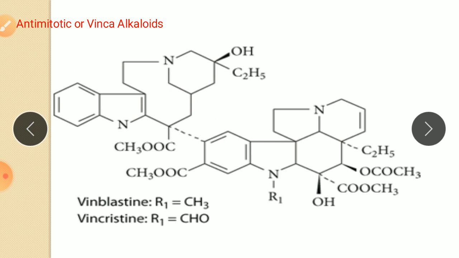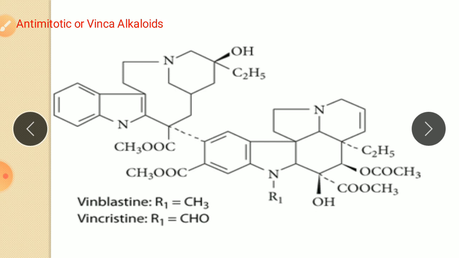Vincristine and vinblastine differ only in the group attached to the dihydroindole nitrogen, which is methyl in vinblastine and formyl group in vincristine. So if you see the difference between vinblastine and vincristine, the only difference is R1. In case of vinblastine, R1 equals CH3. In case of vincristine, R1 equals formyl group.